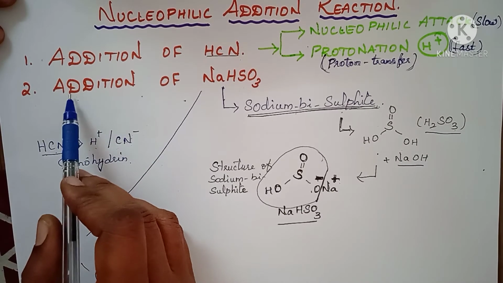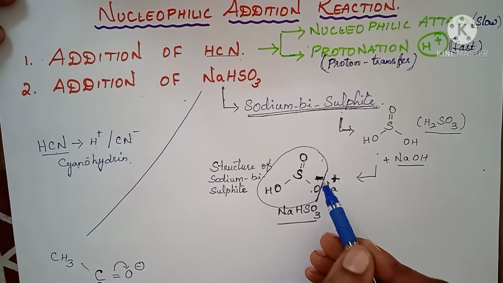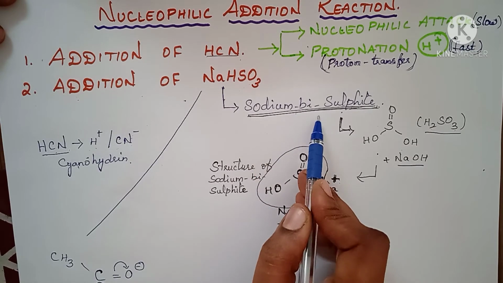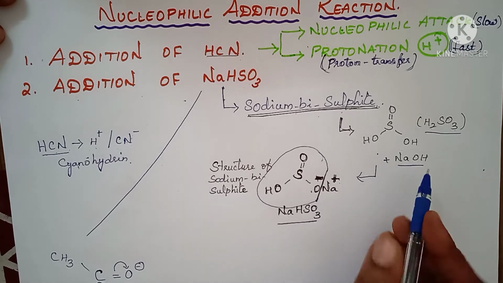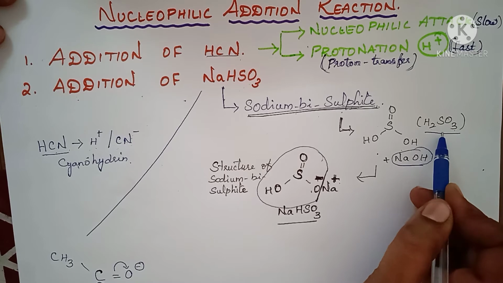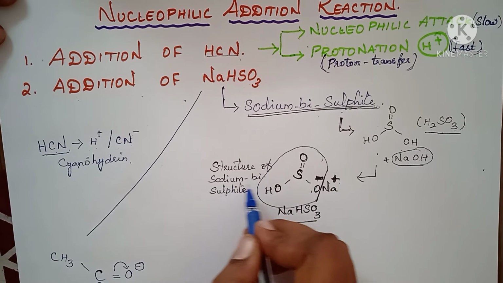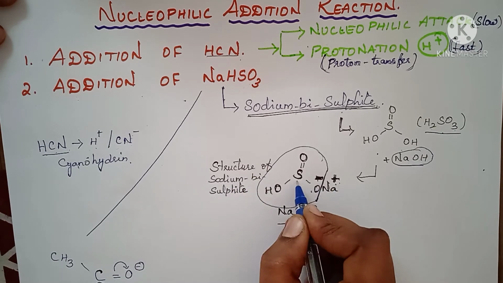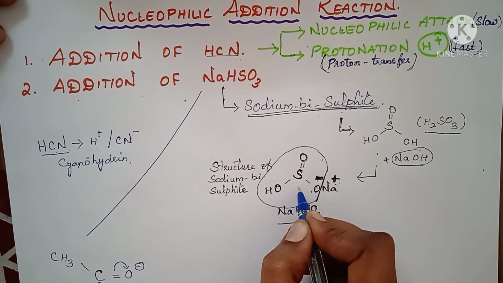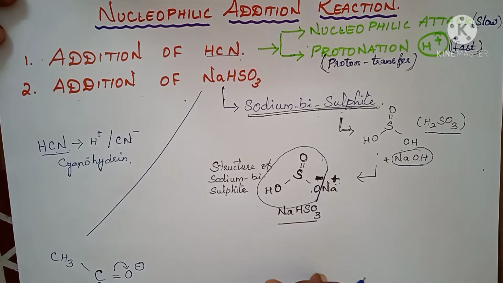The second reaction is called addition of sodium bisulfite. I have explained it at the start. So sodium bisulfite, how do we get it? It is treated with a basic medium. Sodium hydroxide is the basic medium. So sulfur dioxide is treated with the basic medium, and there you will get the structure of sodium bisulfite, Na plus and HSO3 minus ion. This actually helps to attach to the positive charge of carbon. That we are going to check.